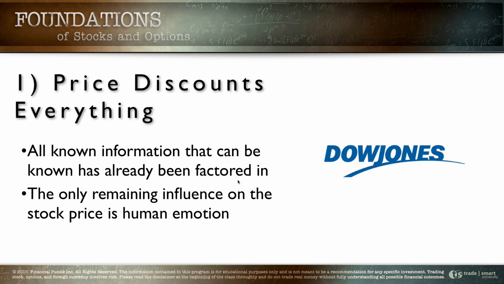So there's 2 bullet points here. All information that can be known has already been factored in, and the only remaining influence on stock price is human emotion. Consequently, we're studying human emotion, not the statistical data. We're studying the price action, which reflects that human emotion. And the statistics, they're just kind of there.